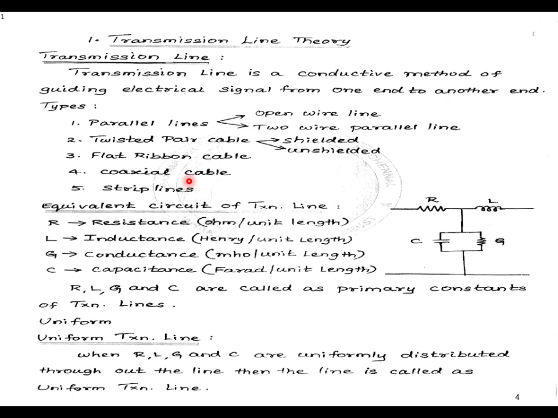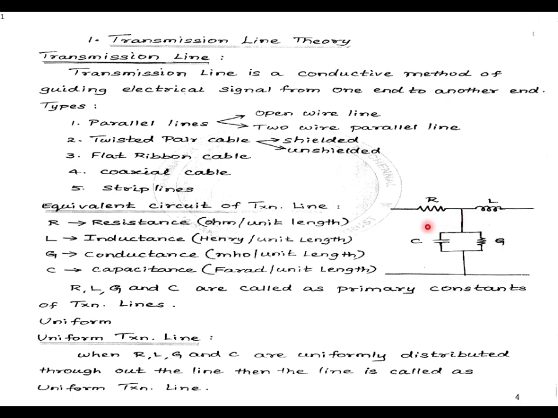For resistance, the unit is ohms per unit length, and inductance is henry per unit length. Conductance is mho per unit length, and capacitance is farad per unit length. And this is the equivalent circuit.